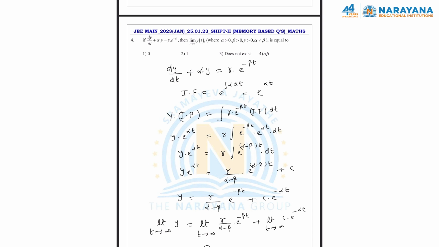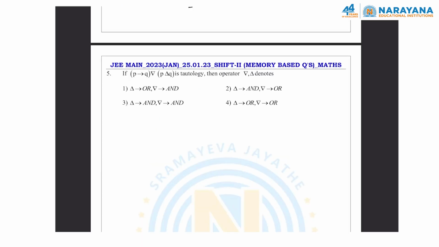Now let us move to the next question. It is based on mathematical reasoning. Given that P implies Q, the delta symbol, and P delta Q is a tautology, then the operator delta denotes. So if I am taking P implies Q, this symbol, and P.